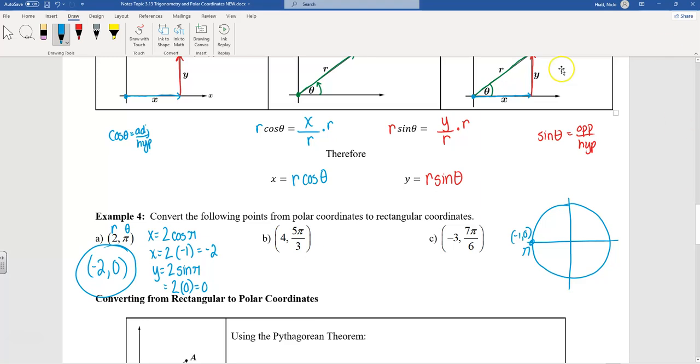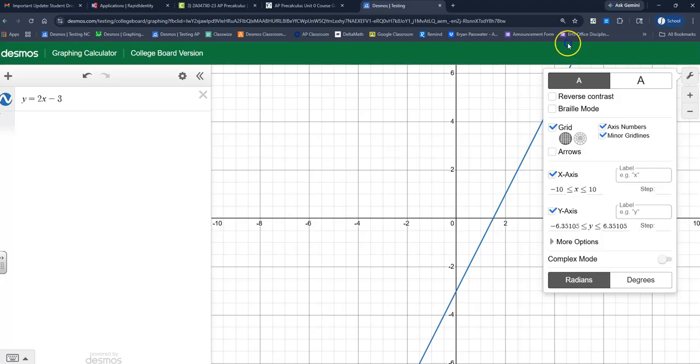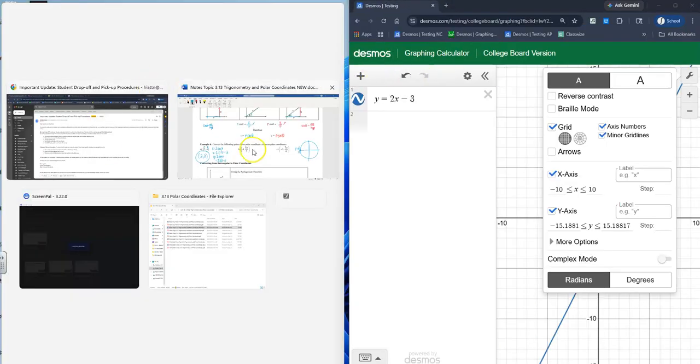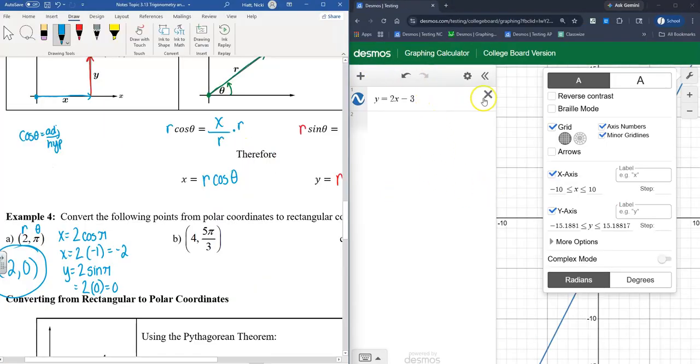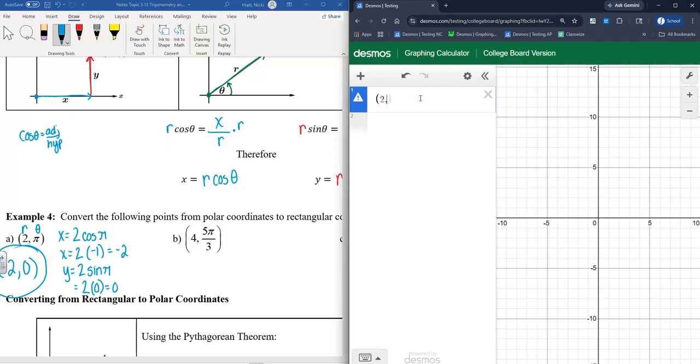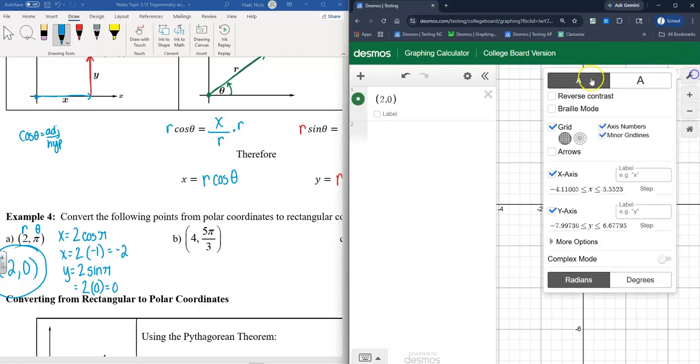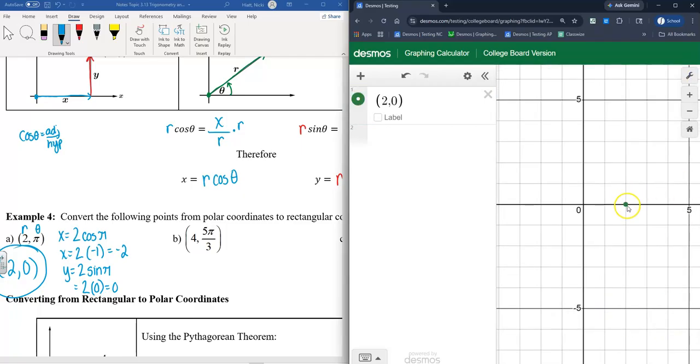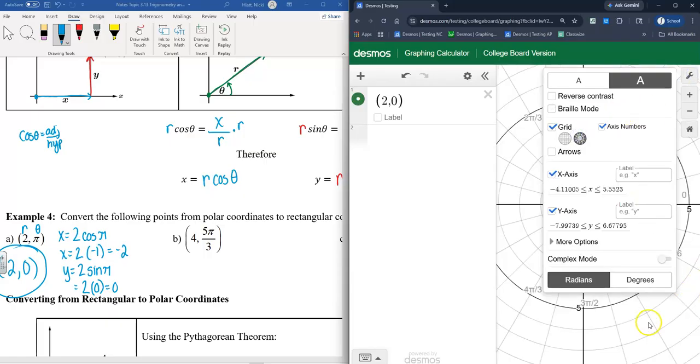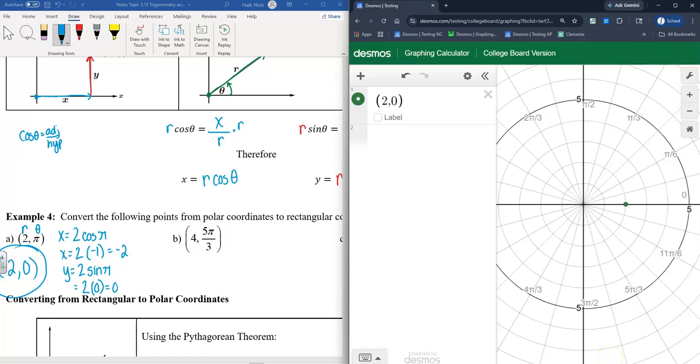So I'm going to flip over to Desmos. Watch this. I said Desmos won't really graph polar coordinates, but it will graph rectangular coordinates. There's the point, 2, 0. Everybody see it? Let me make it a little darker. Right there, 2, 0. Watch what happens if I change my background here.